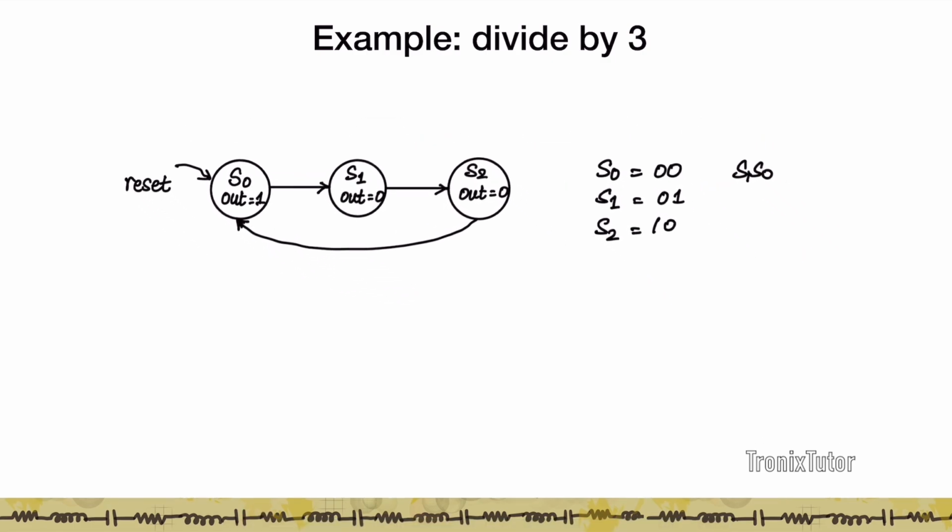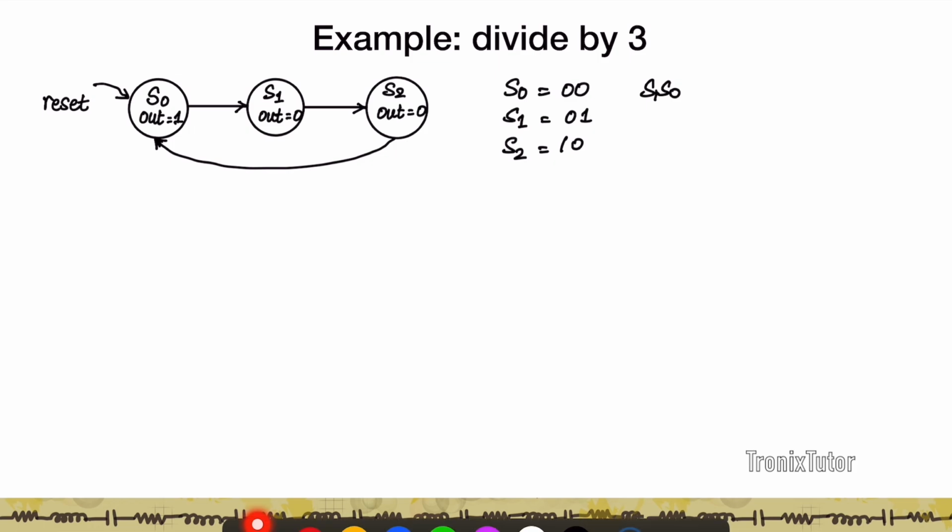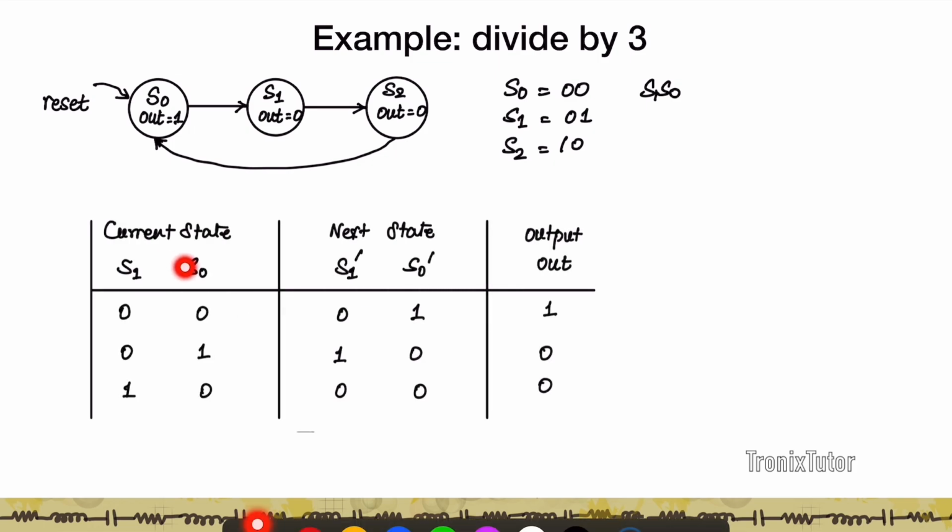And then I'll create the transition table for the FSM, which consists of the current state, the next state, and the output. Again, this is a Moore machine, right? So if my current state is 0,0, my next state has to become 0,1. And during this S0 state, my output is 1. The next time the clock comes in, my 0,1 moves to 1,0, output goes to 0. Again, the clock comes in, it goes from 1,0 to 0,0, output stays 0.